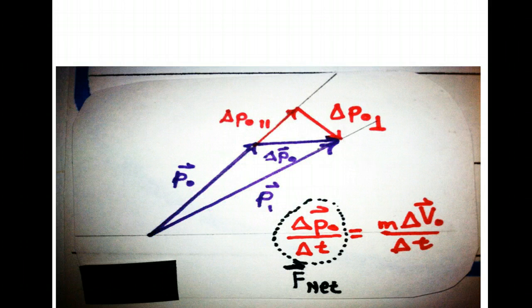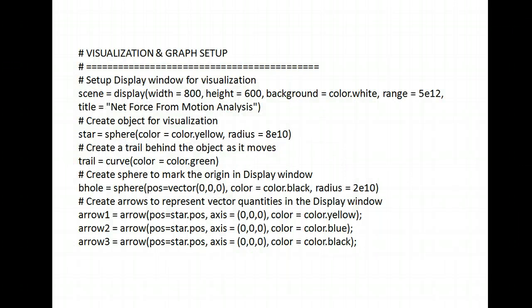We can do the same thing with the momentum vector. The momentum vectors will point in the same direction as the velocity vectors. We can therefore take the difference between the momentum vectors to get the change in momentum, and by dividing the change in momentum over the change in time, we get the F net. We can also get the parallel and the perpendicular components of these changes.